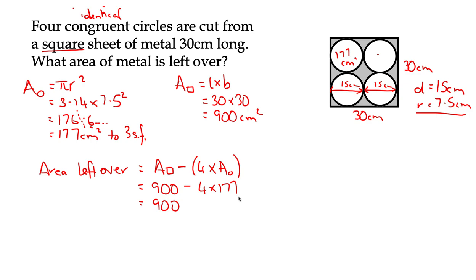4 lots of 177. What's that? That would be 354, 708. And if I subtract that, I'll get 8 less than 200, which is 192. Or you could do a wee calculation at the side, and so on. Okay, area left over is 192 square centimetres.